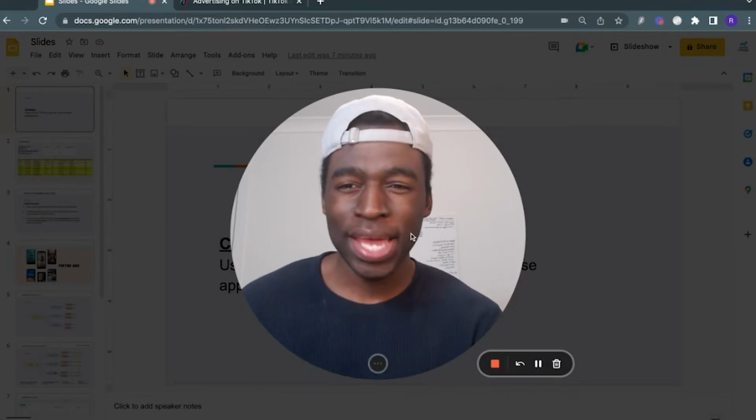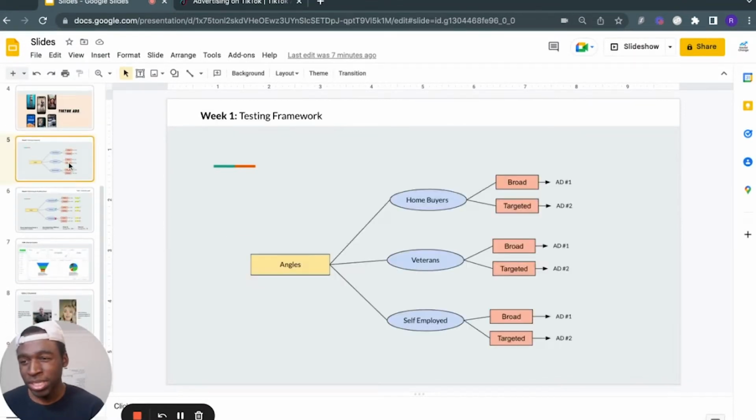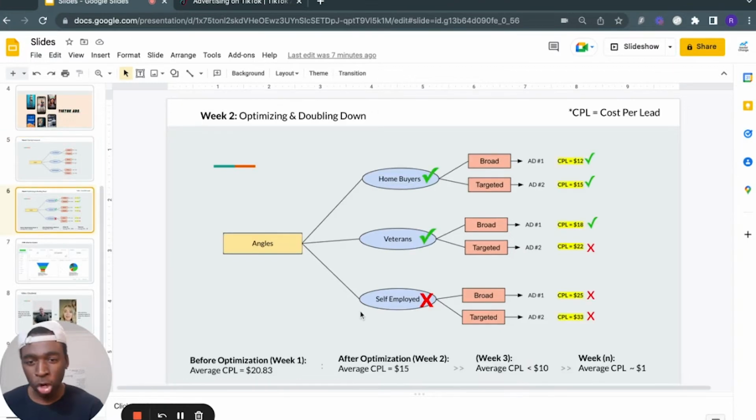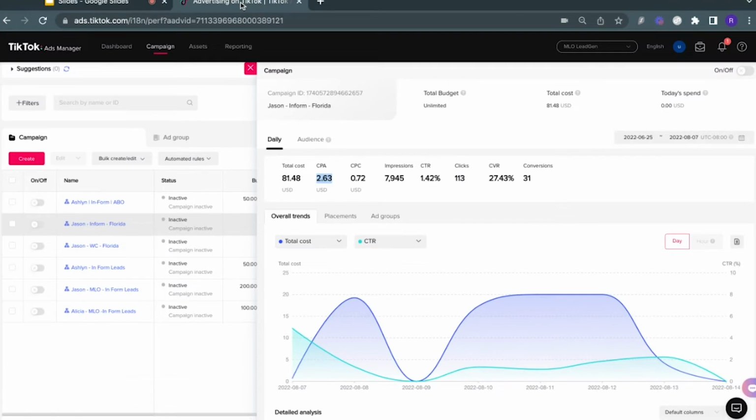So I'll just go ahead and minimize the camera here so you can actually see the presentation that I've pulled up for you. Now, I'm going to go through this very quickly, but I'm essentially going to be showing you what ads to set up, how to optimize them so you actually get cheap leads, and I'll even show you the actual ad account that we're running the ads from.